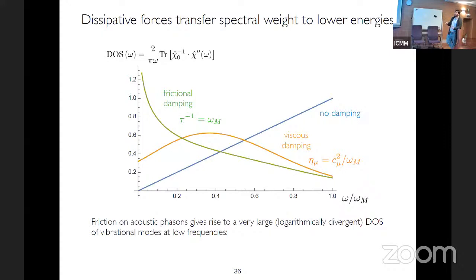So this is the density of states that you can compute from the static and the imaginary part of the dynamic susceptibility in this way. The trace is just summing over all modes and momenta. So in 2 dimensions for an acoustic phonon, with no damping, no dissipation, you have a linear density of states. When you include viscous damping, there is a transfer of spectral weight to lower energy, so the density of states is always finite at 0 energy. But this transfer is very dramatic in our case because of this frictional damping, just due to the fact that all these phasons become overdamped.